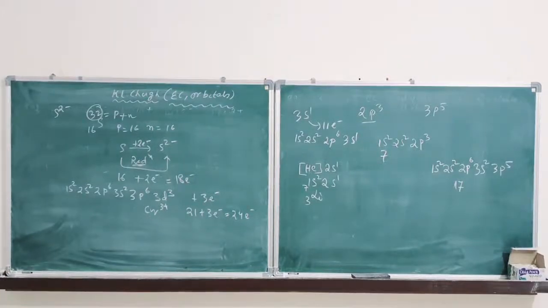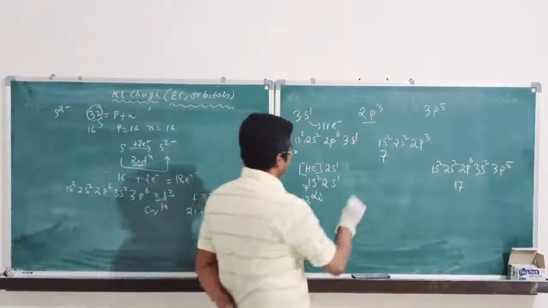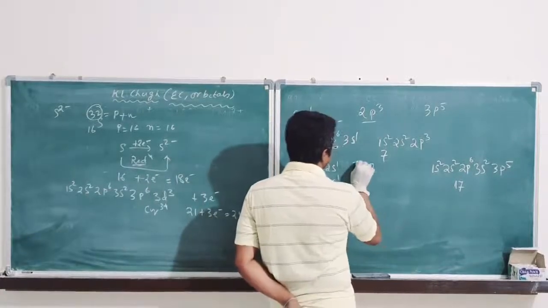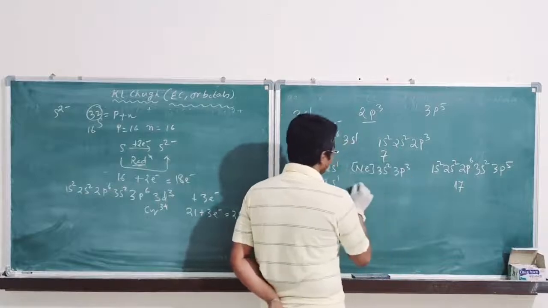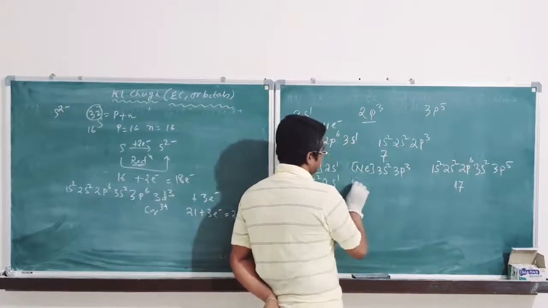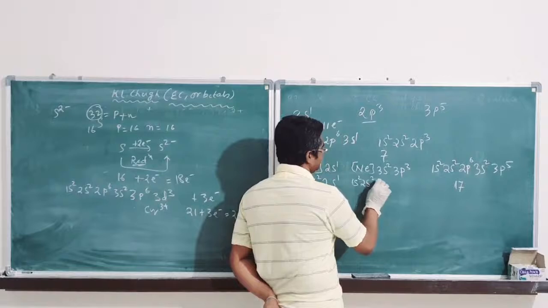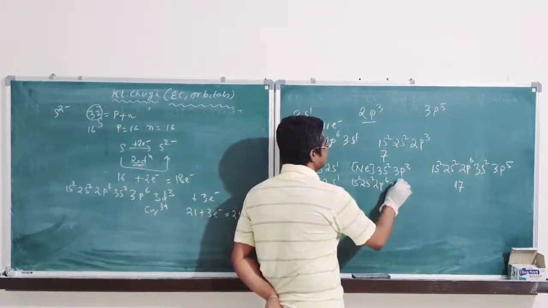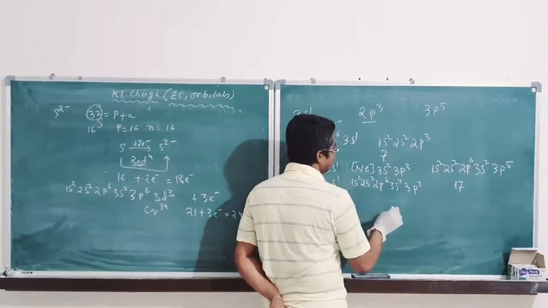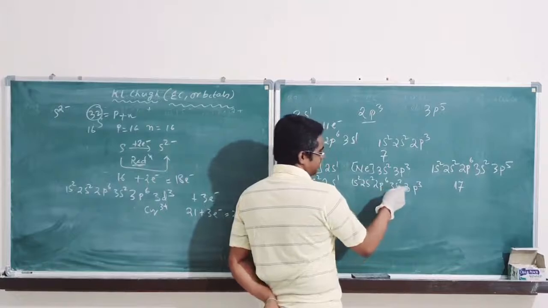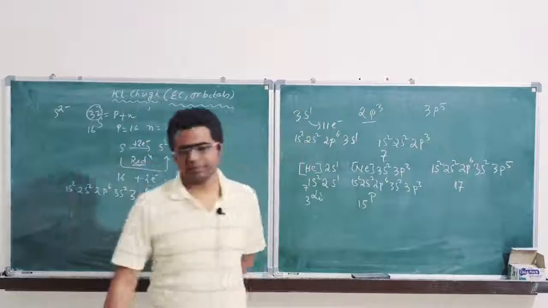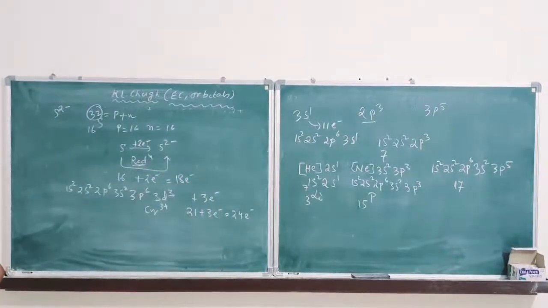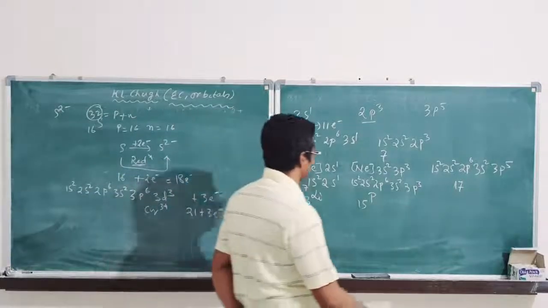Next is neon 3s2 3p3. Neon means atomic number 10, so 1s2 2s2 2p6 3s2 3p3. Up to this, 10, 12, 15, so phosphorus 15. Next they have said argon 4s2 3d1.